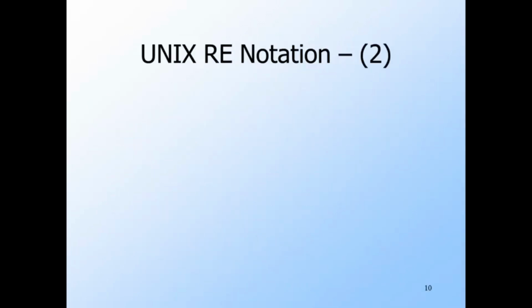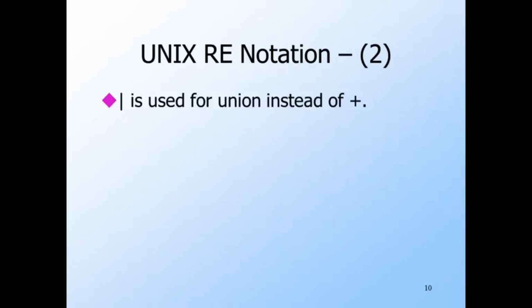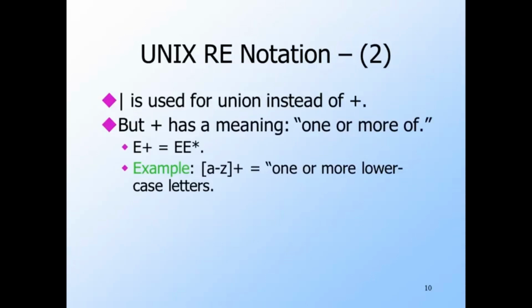Here are some more Unix changes to the regular expression notation we learned. The union operator is actually represented by a vertical bar instead of the plus. But the plus symbol is another operator used like star and meaning one or more. That is, in the Unix notation, E plus is shorthand for E concatenated with E star. So for example, a-z with a plus means one or more lowercase letters.